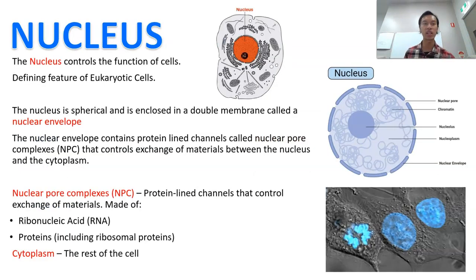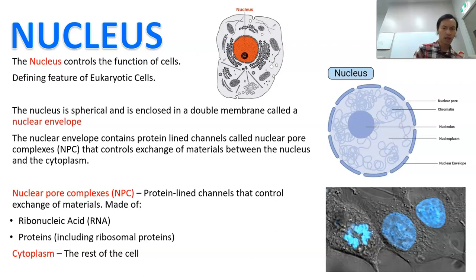All right, we're going to start with the nucleus. So the nucleus controls the function of the cells, right? That's the nucleus right here. It is pretty much the defining feature of eukaryotic cells, and it is spherical and is usually enclosed in a double membrane called a nuclear envelope, right? The nuclear envelope contains protein-lined channels called nuclear pore complexes, or NPC, and those complexes are going to control the exchange of materials going in and out of the nucleus towards the cytoplasm, which we will look at why that is later.